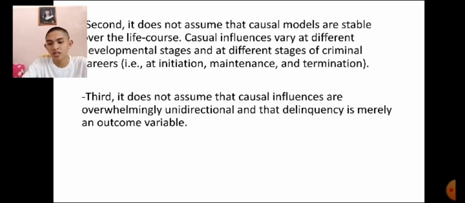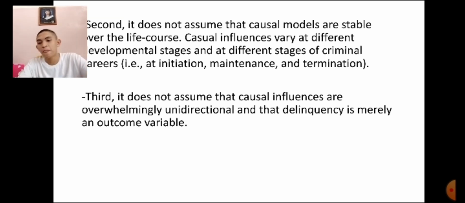Second, it does not assume that causal models are stable over the life course. Causal influences vary at the different developmental stages and careers: initiation, maintenance, and termination. Third, it does not assume that causal influences are overwhelmingly unidirectional and that delinquency is merely an outcome variable.